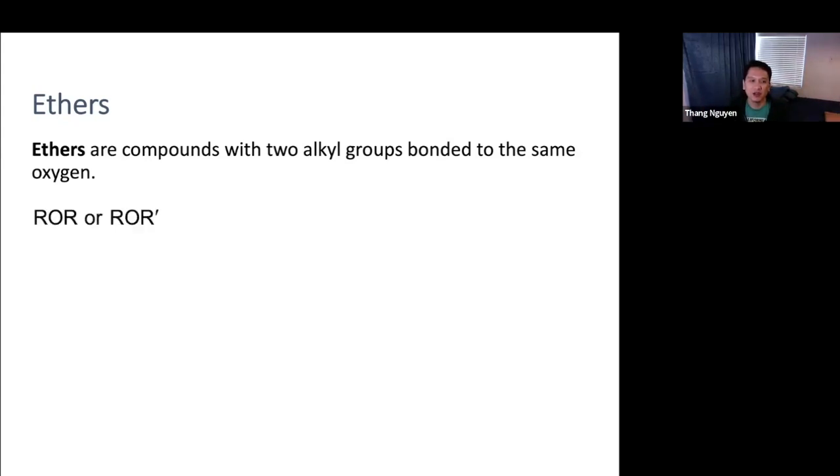We can represent it as ROR or ROR prime. The R prime just means that it is a different R, a different alkane, right? So for example, this on both sides is the same, right? So the R are the same. So we can say this is ROR. This is called diethyl ether. Two ethane chains connected to the same oxygen.